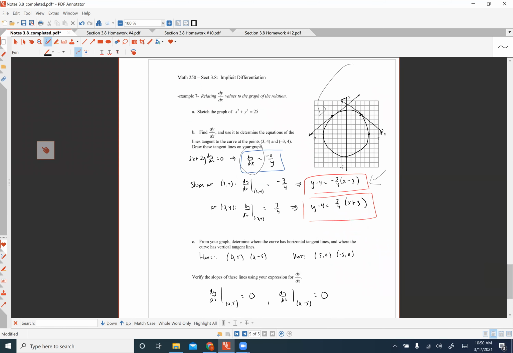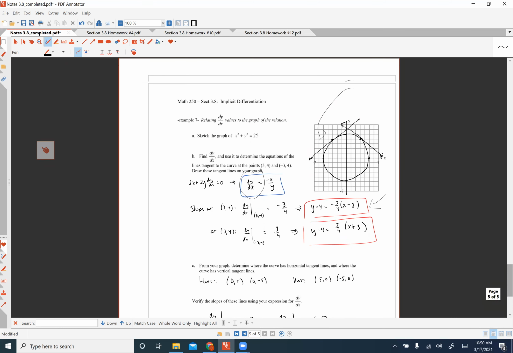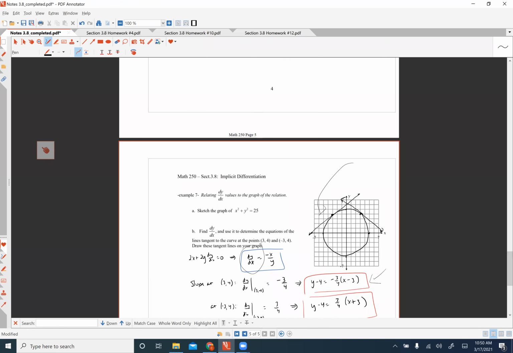Let me show you a common error right here. This would be when I teach calculus, sometimes, not as much as some of the other teachers.